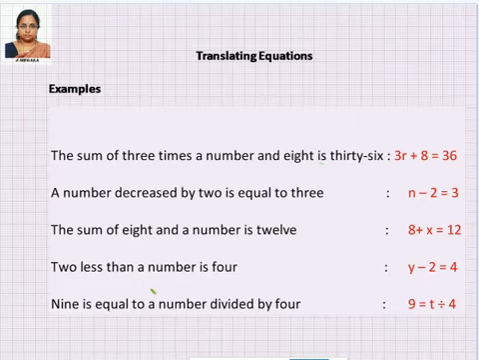2 less than a number is 4. First you write down "2 less than a number." A number is not mentioned, so I'm going to take that as a variable, and you subtract 2 from it. 9 is equal to a number divided by 4. Again, the number is not known, so I'm considering it as t, divided by 4. That's it.